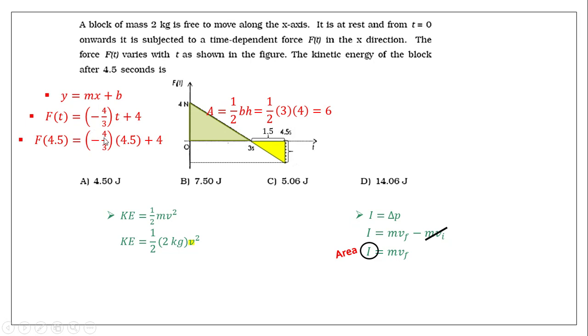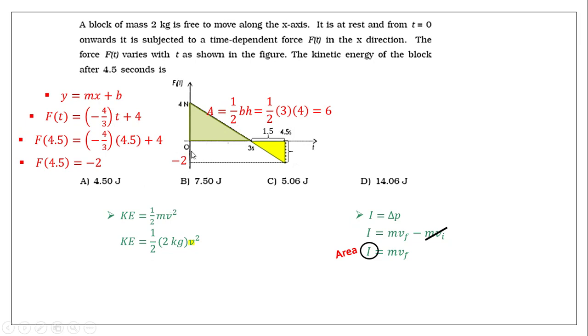The slope, once again, just gets carried down. It's negative 4 over 3. Time here is 4.5 seconds plus the y-intercept, which is 4 for this particular graph. And if you simplify that on your calculator, you'll get that at 4.5 seconds, the f of t value should be negative 2. So I'm just going to go ahead and label this as negative 2.